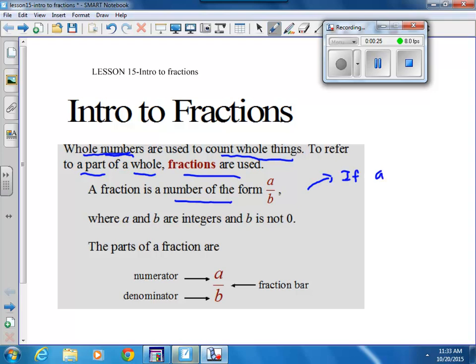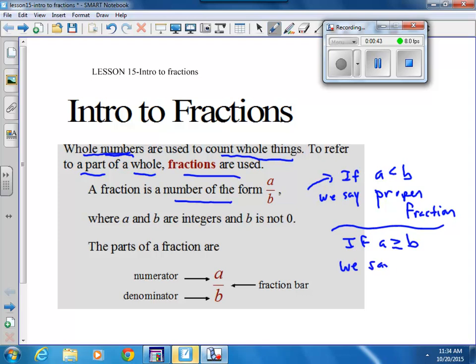If a is less than b, we say that's a proper fraction. So just a little bit of vocabulary here. If a is greater than or equal to b, we say it's an improper fraction. And we're going to work with those a lot in a moment. So, talk about the parts of a fraction. A is called the numerator, b is called the denominator.